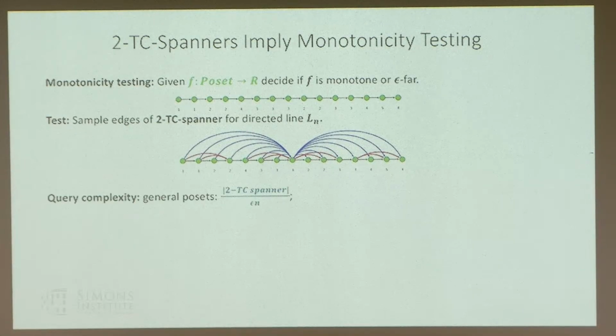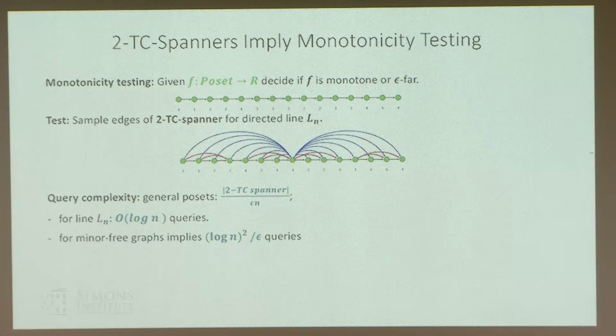This gives us an n log n size spanner. And it turns out that in general, you can get from a 2TC spanner a tester of query complexity the number of edges in the spanner over epsilon n. So in particular, for the line, we get a log n query tester, and then we asked the question, well, can you test other posets? And we show, for instance, that with log squared many queries, you can test something like minor free graphs. Okay, so planar and more general graphs.